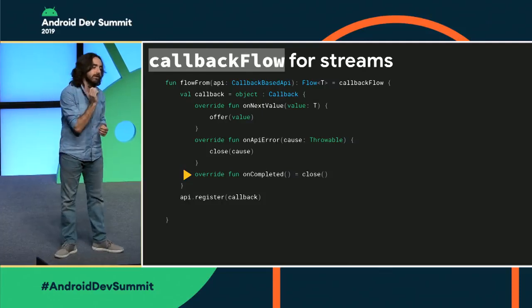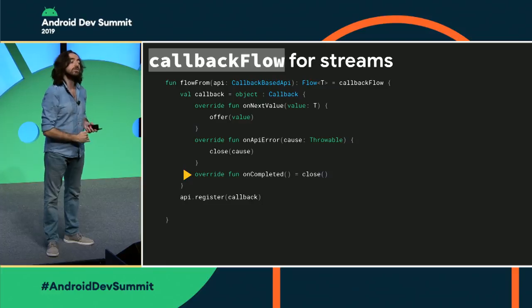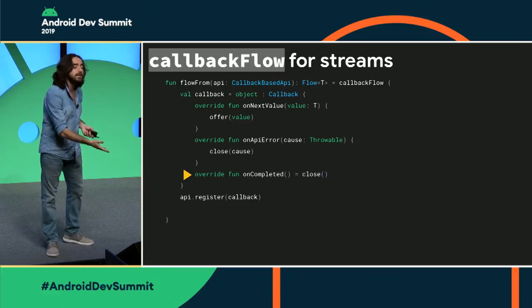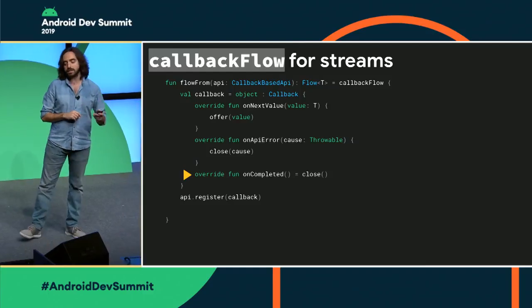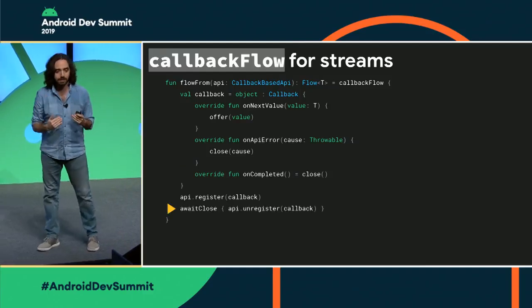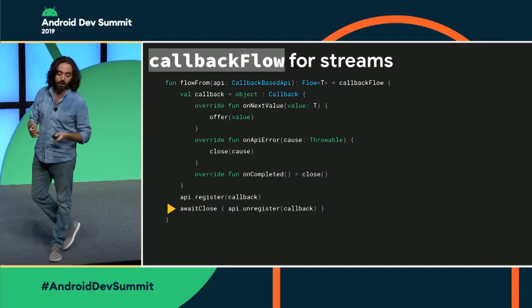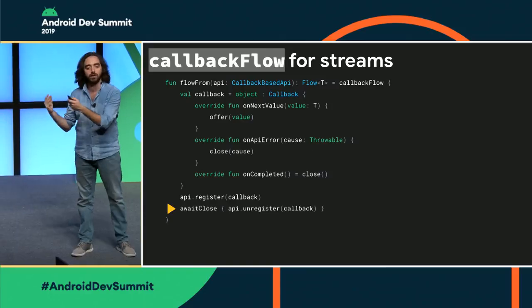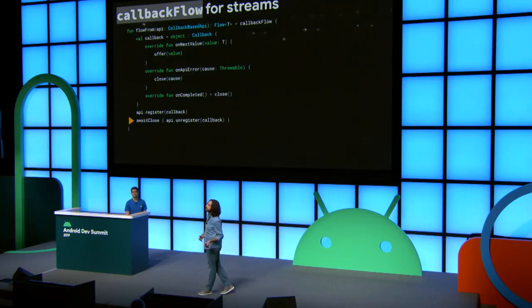Now, you need to be careful here, because with this callbackFlow builder, once it returns, the flow is closed, so you cannot dispatch values to it anymore. We don't want it to return. So for those cases, we have this function called awaitClose, which basically suspends until the flow is not collected anymore. There might be any reason it closes here, or maybe the collector just stopped collecting. And in that case, we simply unregister from our API.